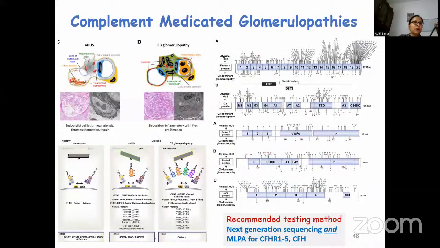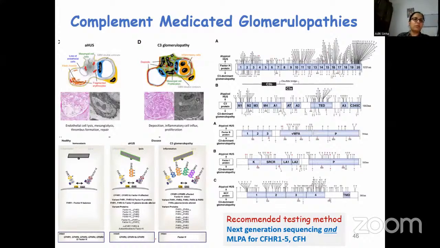I'll just quickly glance over a couple of other inherited glomerulopathies which must be kept in mind. You are all very familiar with the C3 glomerulopathies, and you know that we now understand that these can be caused by a variety of complement gene defects such as complement factor H, I, C3, CFB, etc., but also because of rearrangements in the CFHR 1 to 5 and CFH locus, because this is a very rearrangement-prone locus. And therefore, an MLPA as well as next-gen sequencing is recommended as the way to go forward when examining patients, particularly in preparation for transplantation.